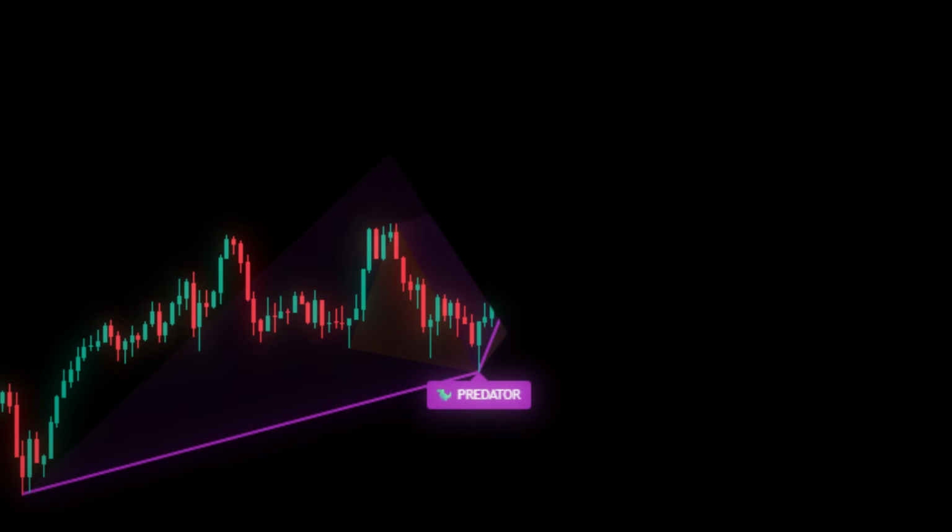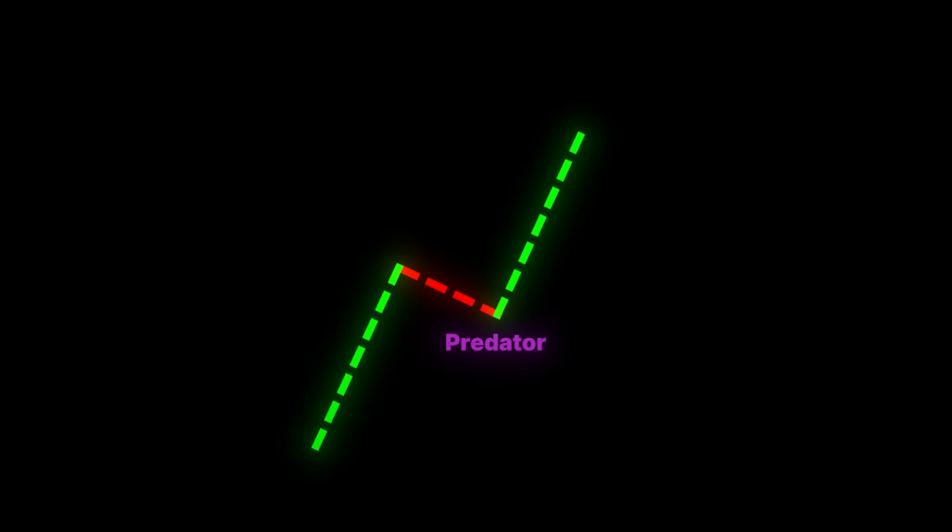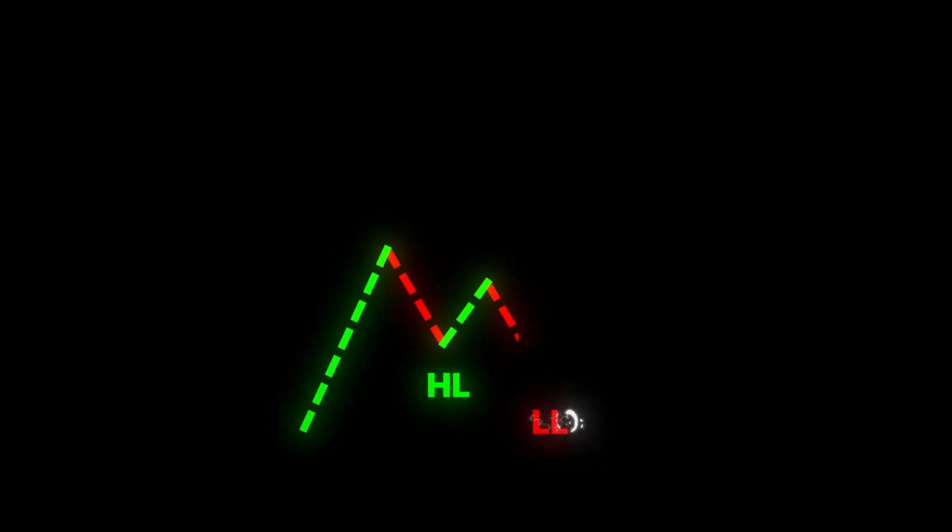Now let's get back to the topic. Pattern number 4, the predator, purple. Now, this one is not a reversal signal. I want to be very clear about that. The predator is a trend continuation pattern. It appears when price makes a higher low in an uptrend, healthy pullback behavior, but momentum makes a lower low.